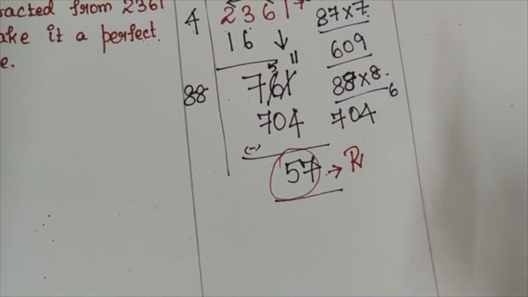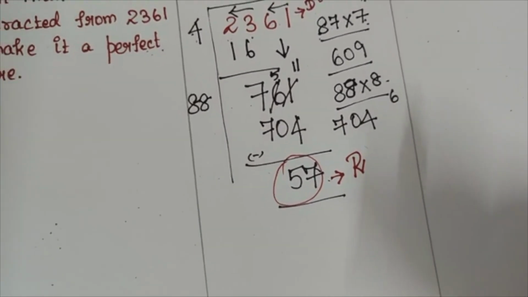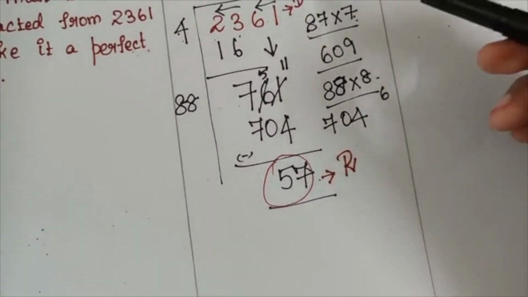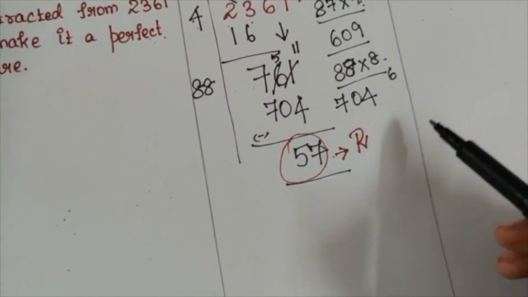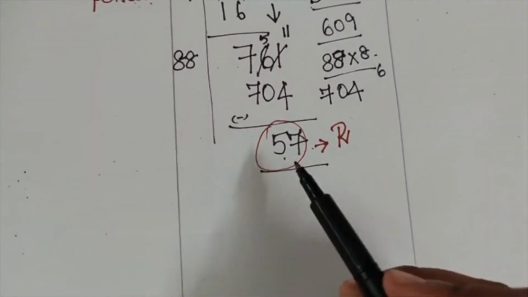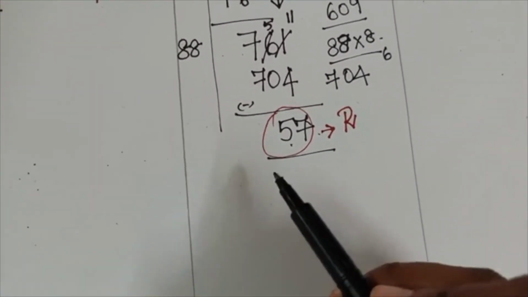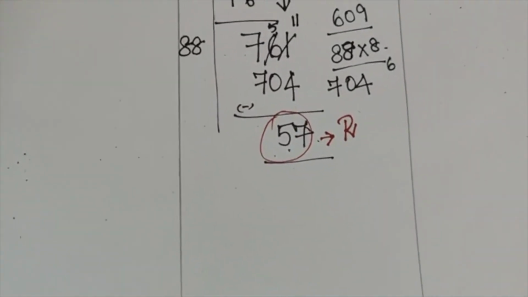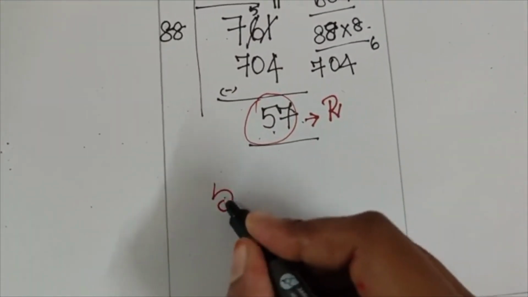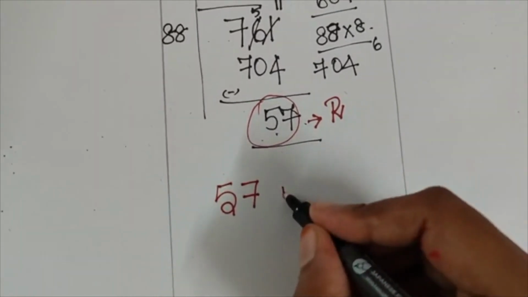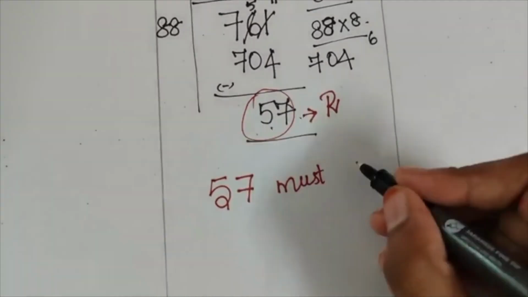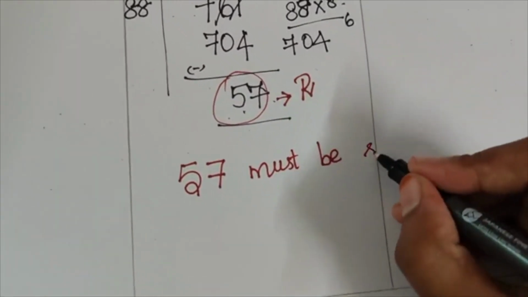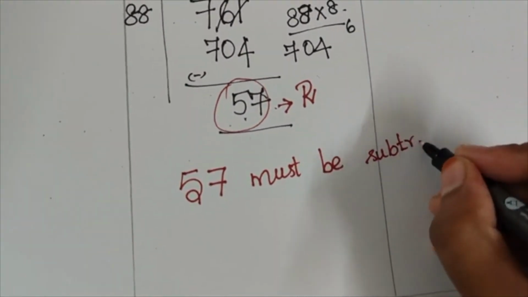When you are asked what number must be subtracted, after performing the long division, you can conclude what the remainder is. That remainder must be subtracted. What is the remainder we got here? 57. So we can write 57 must be subtracted. This is an easy method.